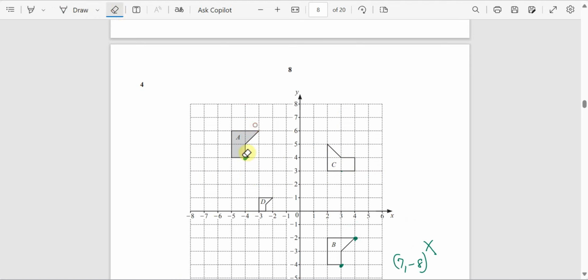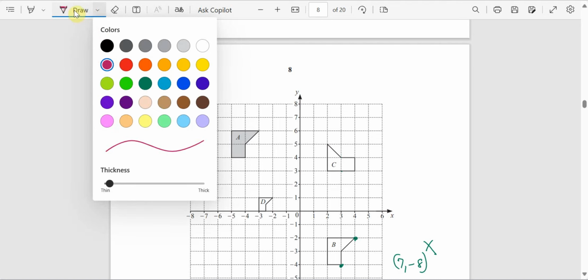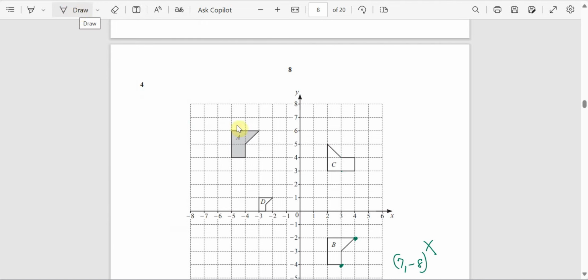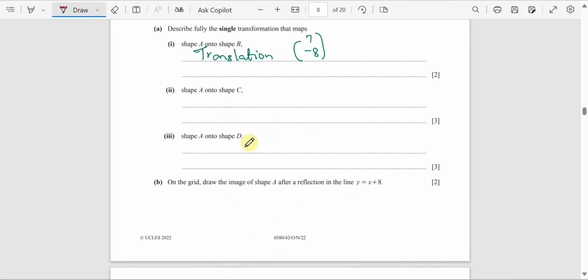So you can see that the orientation has changed. However, the size of the shape did not change. The size did not change, but the orientation has changed, and that should point to what? That should point to rotation. That means the shape has been rotated.